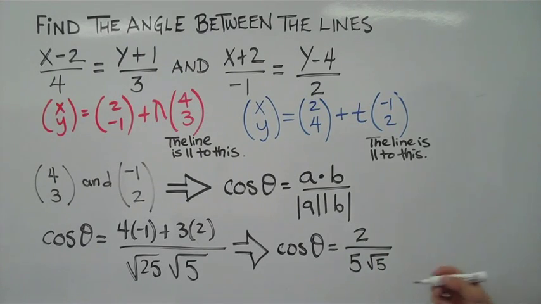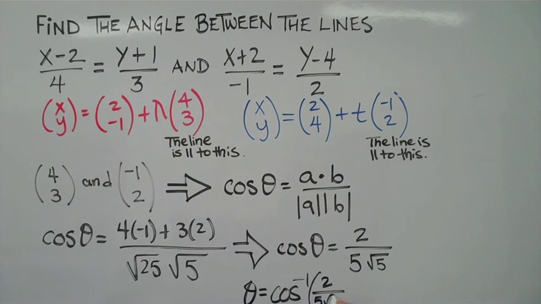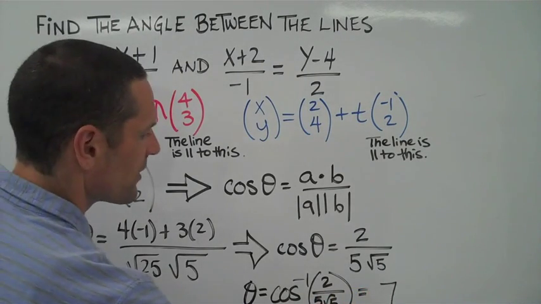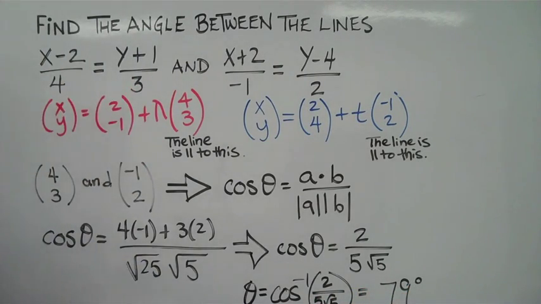And finally, to answer the question, what is the angle between them? I know that theta is going to equal the inverse cosine of 5 square roots of 5. And when I do that on my calculator, I wind up with 79 degrees to the closest degree.